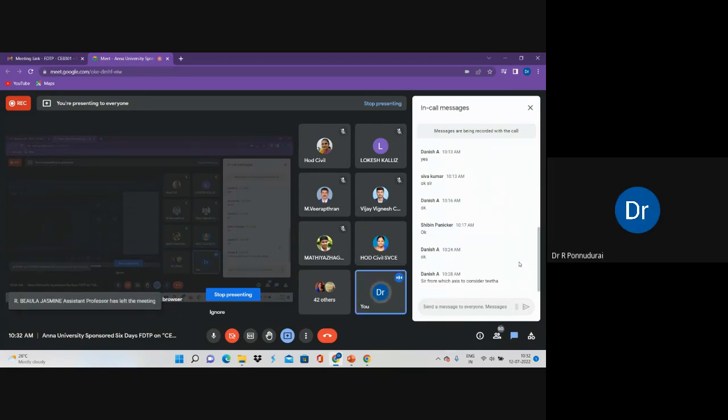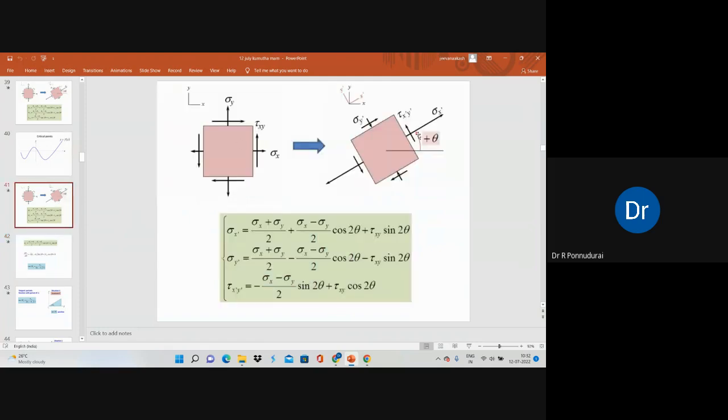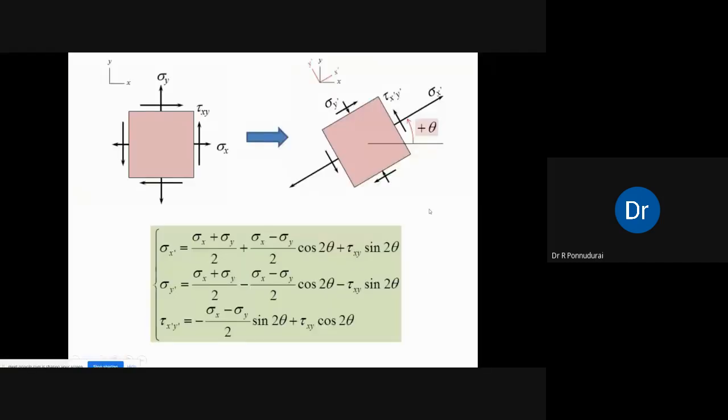So from which axis the theta needs to be considered? Very good. While deriving, we already followed this. Theta is with respect to the x-axis. So the angle of rotation will always be with respect to the x-axis. If the rotation is anti-clockwise, it is positive. If it is clockwise, it is negative. Always take it with respect to the x-axis in the stress element. Okay.